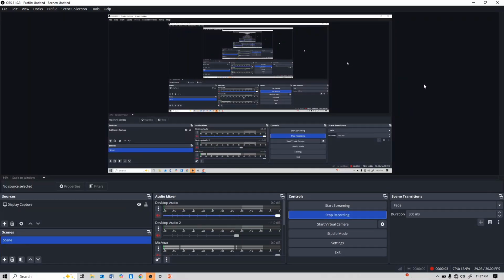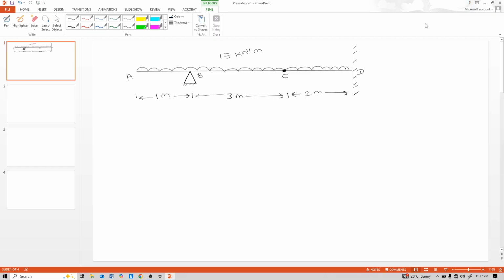Today, in this video lecture, we will see the shear force diagram and bending moment diagram of this beam with internal hinge at point C. Total length of this beam is 1 plus 3 plus 2, 4 plus 2, 6 meter, and throughout uniformly distributed load 15 kilonewton per meter. At point B, there is hinge support, and at point D, there is fixed support. So first, draw free body diagram of this beam. Free body diagram means remove support and apply reactions.